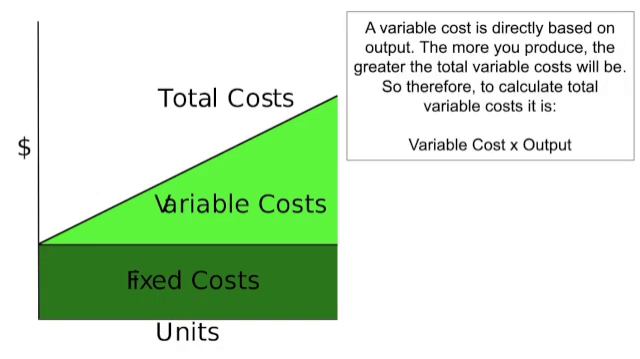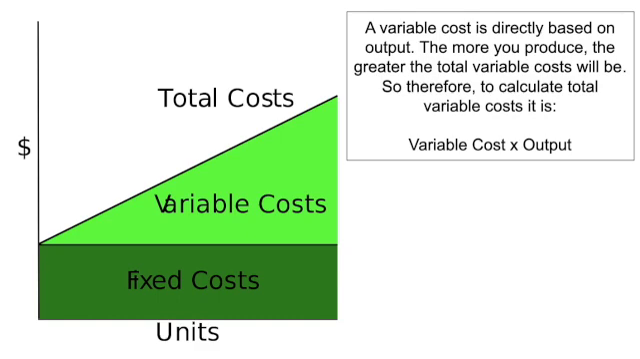So a variable cost, and when I say variable cost, I'm looking at per unit, that is directly based on that output. So the more you produce, the greater your total variable cost will be, because your total variable cost is based on all your output, all the units that are being produced. And the calculation for that is your variable cost per unit times by all units produced, in other words, your output.